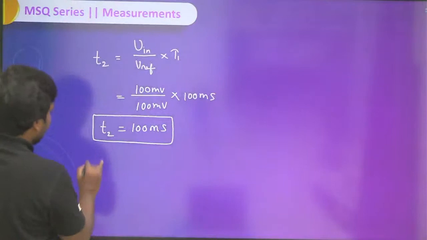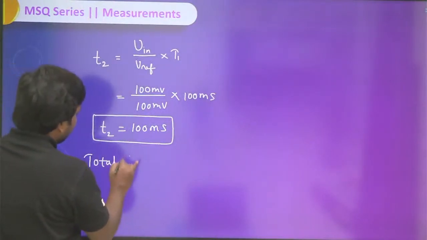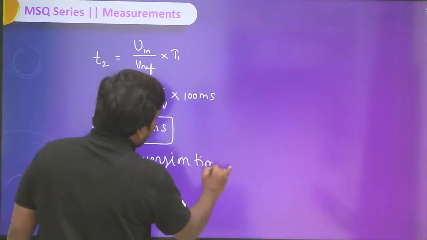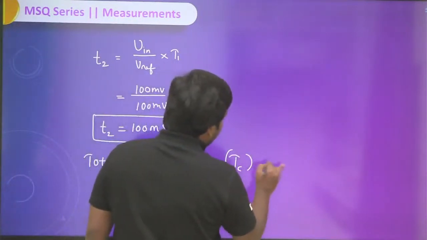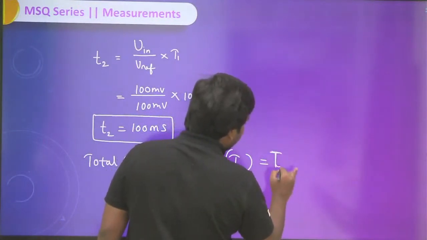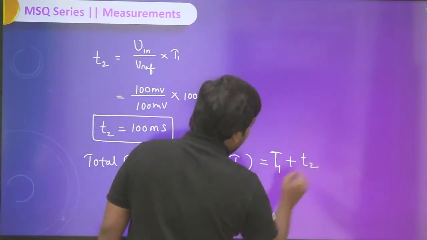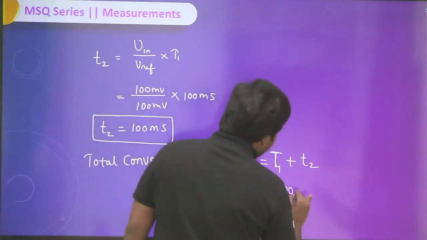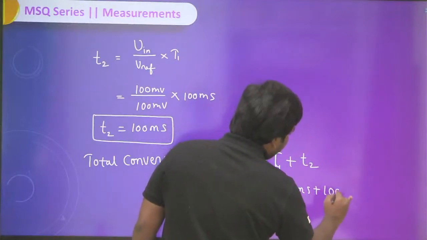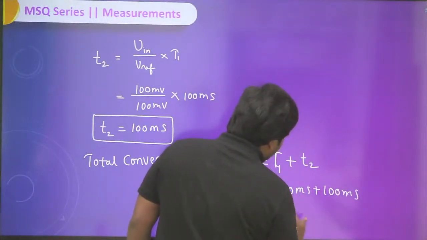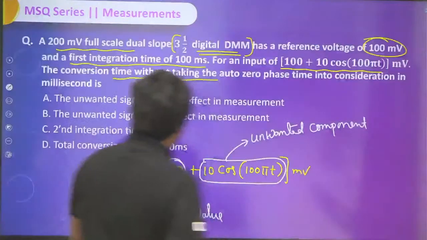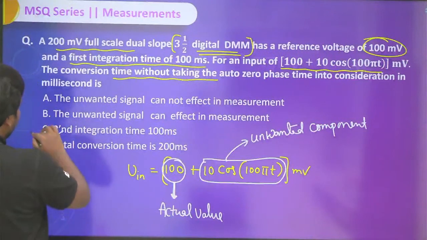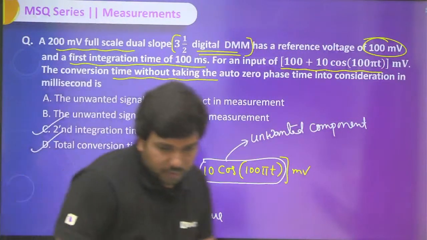Then what is the total conversion time? The total conversion time, capital TC, is equal to the first integration time T1 plus the second integration time small t2. This is what I discussed earlier. So it is 100 milliseconds plus 100 milliseconds, all put together 200 milliseconds. So D is correct, and yes, one second C is also correct. C and D both are correct.